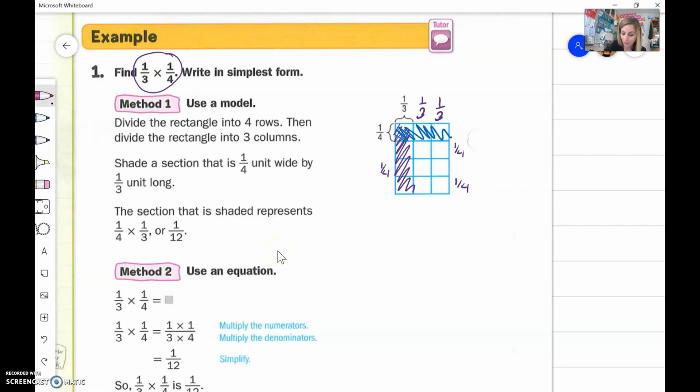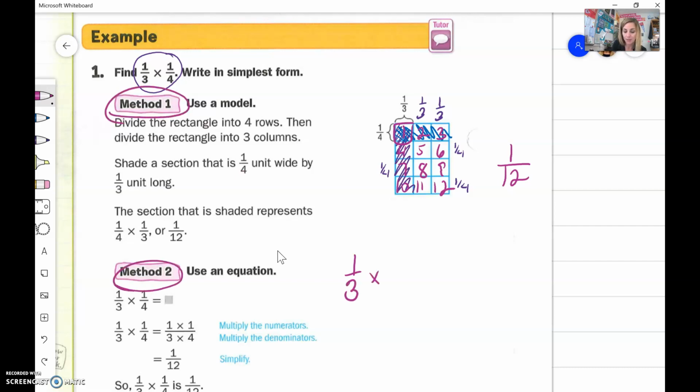Okay, taking a look at this, I have 1, 2, 3, 4, 5, 6, 7, 8, 9, 10, 11, 12. I have 12 pieces. Out of those 12 pieces, which one or ones are double shaded? I just have one box, so it's 1/12. Well, let's see what that looks like if we just multiply our numerators, multiply our denominators. So it's 1/3. This is method 2.